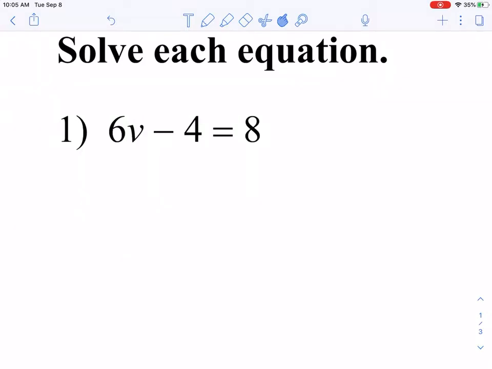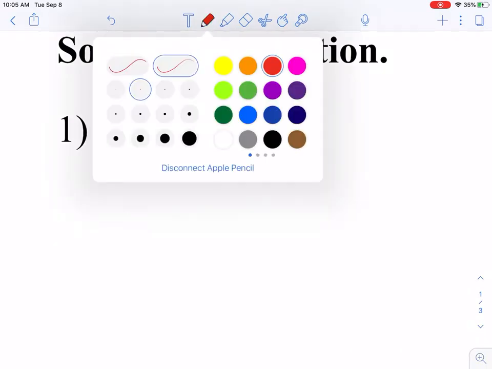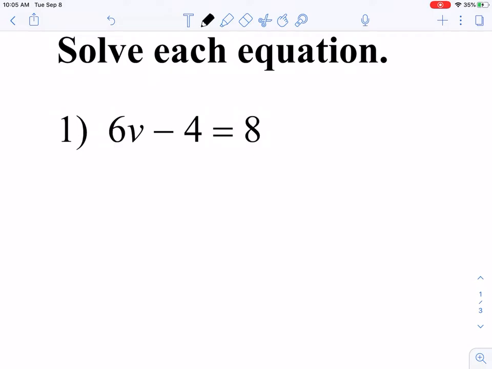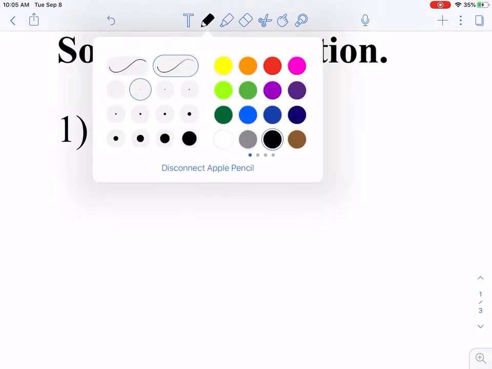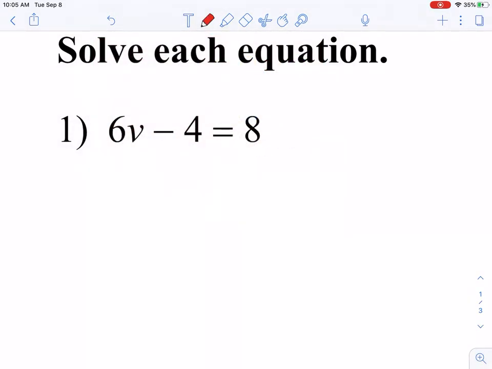Okay, 2.3, we are going to be solving systems of equations using substitution. In order to do that, we need to know how to solve multi-step equations as well as two-step equations. So we're going to go over solving two-step equations, and then we'll look at some multi-step equations, and then we'll move into solving systems of equations. And today we're going to be solving for both the x and the y variable.